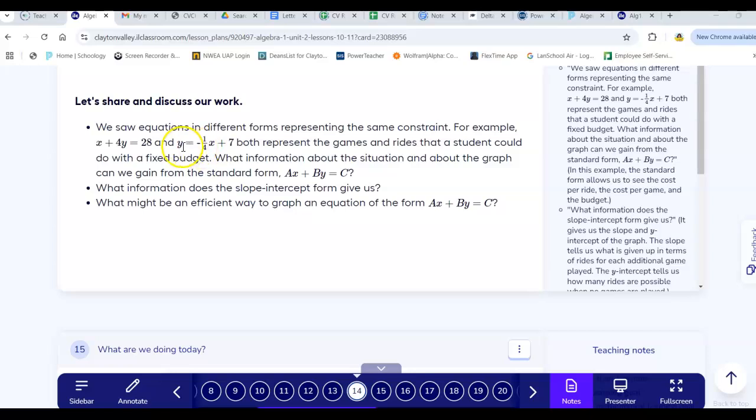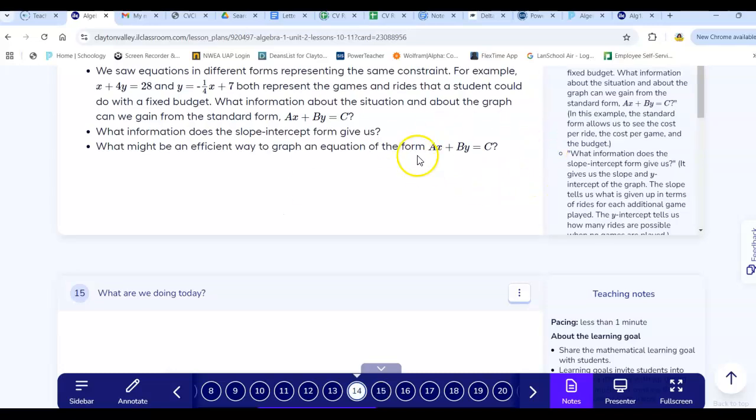So like I said, this says how much money she's got, and this is the cost of each thing, games and rides. This tells us how many rides she can go on if she doesn't play any games. That's 7. And it also tells you the slope, the rate at which she uses up her money on games.